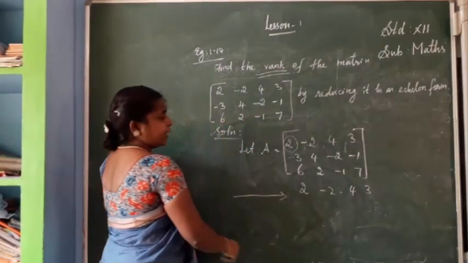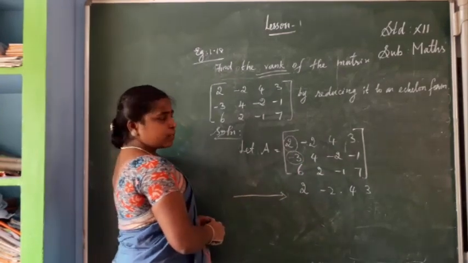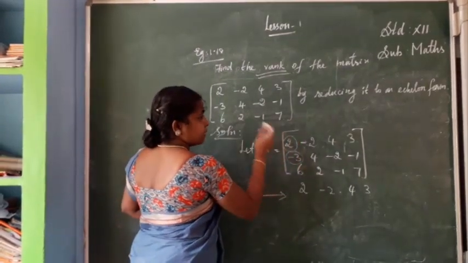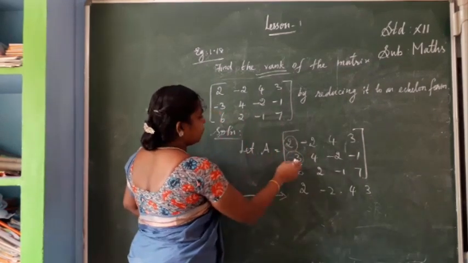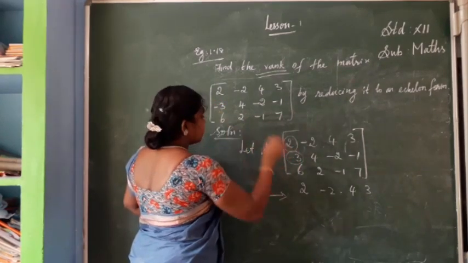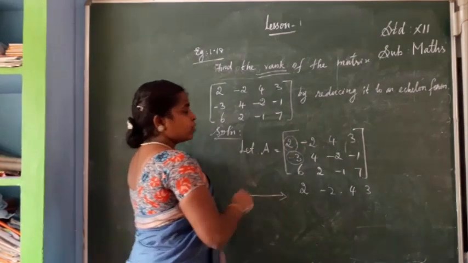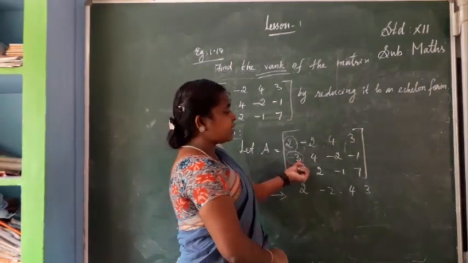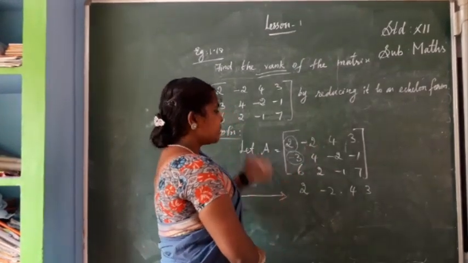Next, in the second row, the first element is minus 3. We have to convert it into 0. For that you have to use the first row. In the first row, that element is 2. 3 is not a multiple of 2, and 2 is not a multiple of 3. So that means you have to multiply the second row by 2 and the first row by 3. Then only you get the same value.